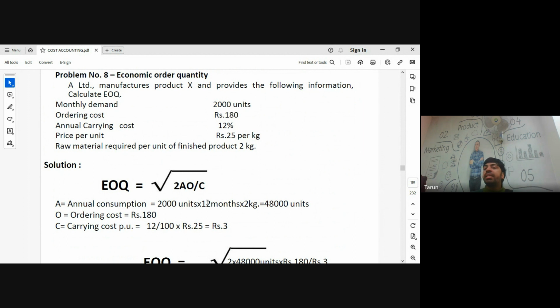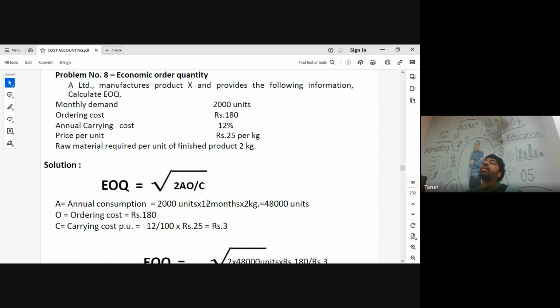It's written here, raw material required per unit of finished product is 2 kg. So the cost of material is already given, that is 2 rupees per kg. So how to calculate the annual consumption when the more information has been given? 2000 into 2 kg. Why 2 kg? Because the quantity has been given here, not the price per unit, in calculating the annual consumption. So the additional information is raw material required per unit of finished goods, that is 2 kg.